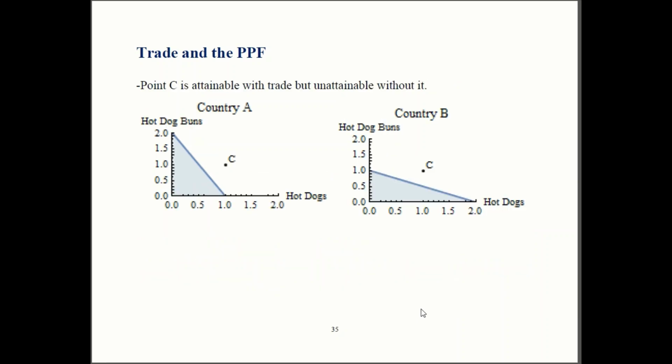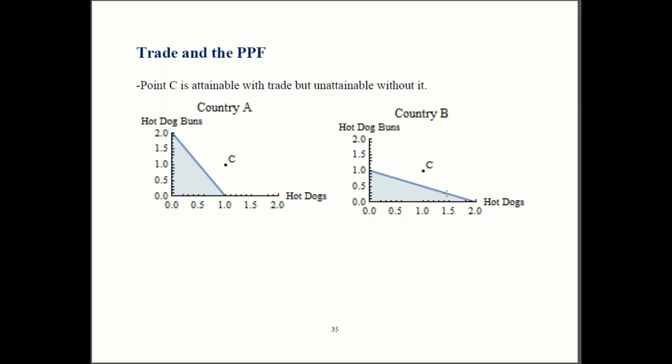So here's another illustration of the same idea. With trade, we can see 1 hot dog and 1 hot dog bun each. That's point C over here. If you're stuck on your own with no trade, your PPF is back here, and that point C was just not attainable.